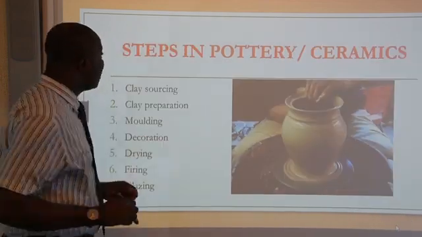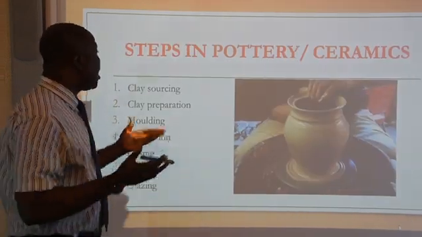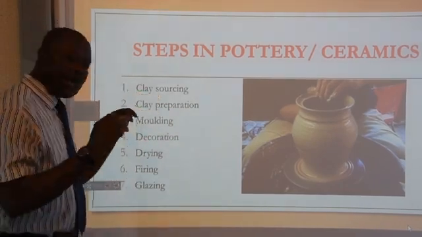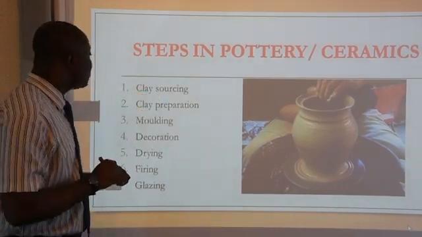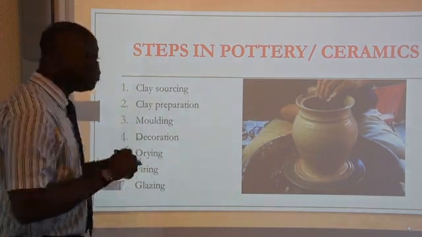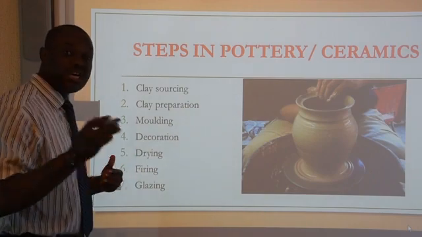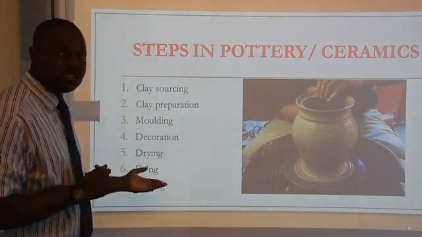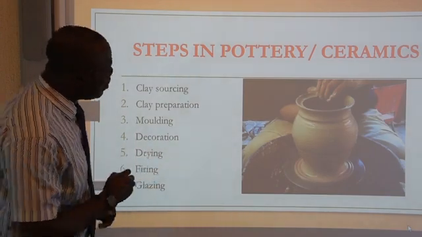Then, what are the steps of making pottery or ceramics? Number one, we have the clay: how do we source our clay? Secondly, how to prepare our clay, how to mold our objects, how to decorate our objects, how to dry, how to fire it, and how to glaze it. We'll be discussing this in our Google class.